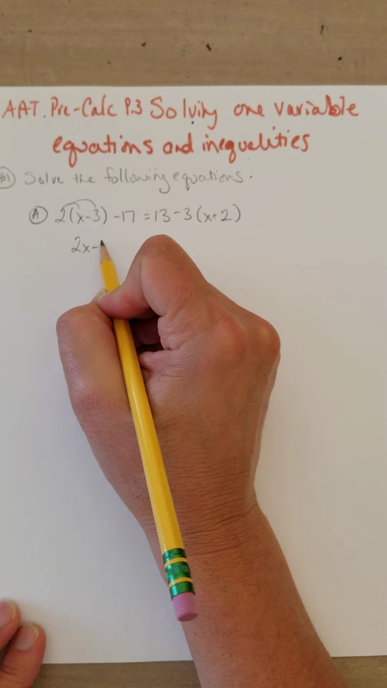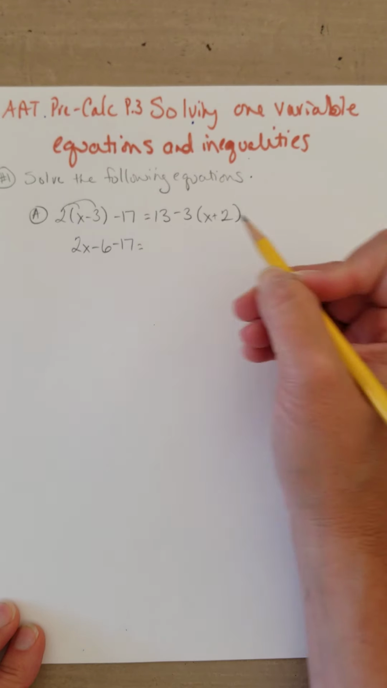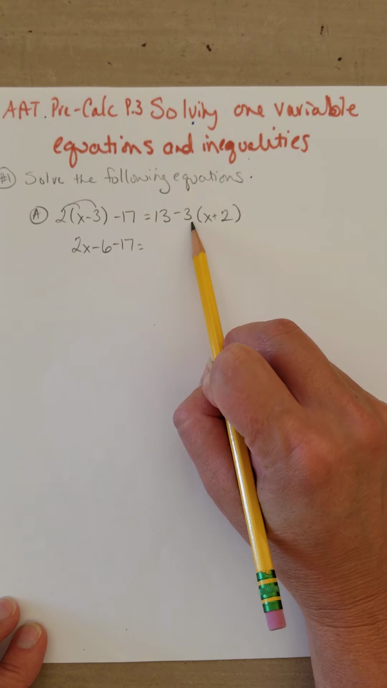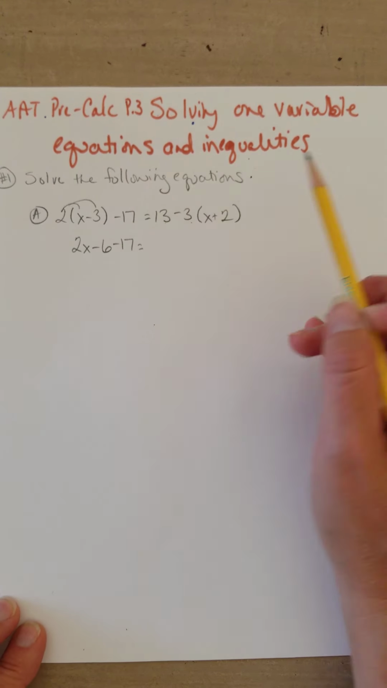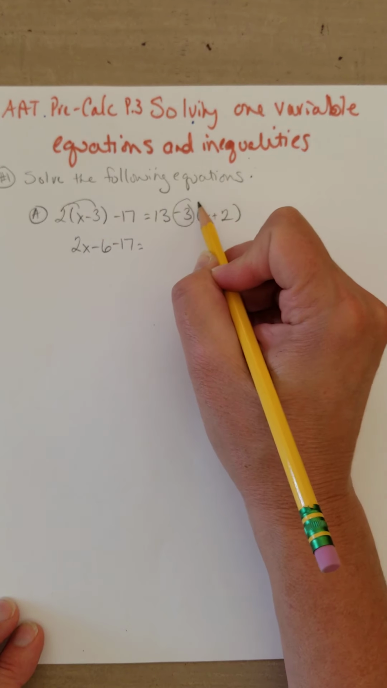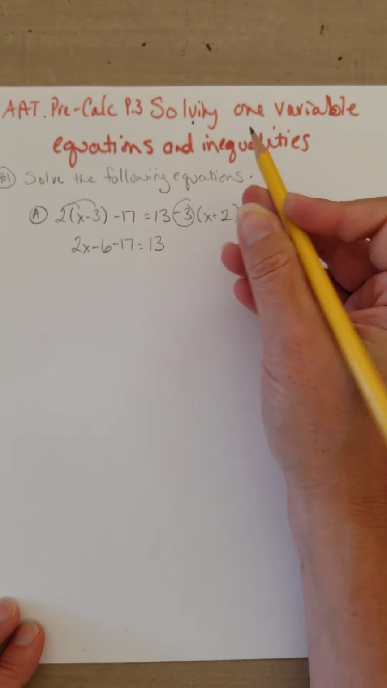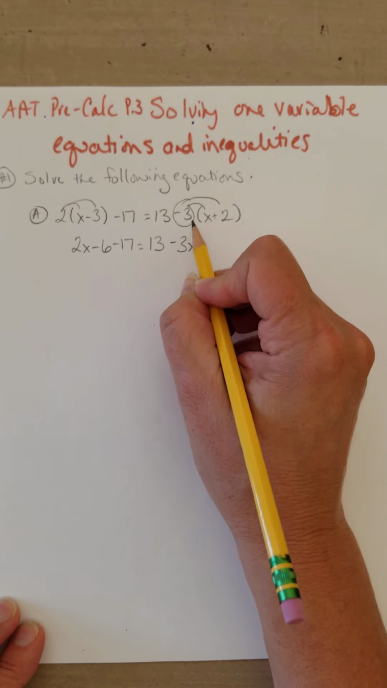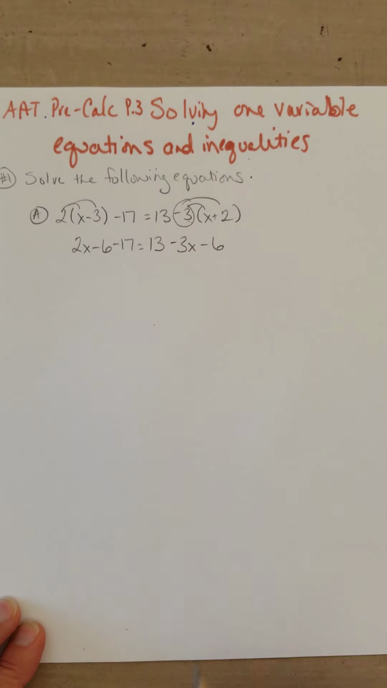So we're going to have 2x minus 6 minus 17 equals. Now, it may be tempting to take the 13 minus 3 and make it 10, but you don't do that, because remember you have to multiply before you subtract. I'm going to distribute this like a negative 3. So 13 is going to go here. Negative 3 times x is a negative 3x. Negative 3 times 2 is a negative 6.